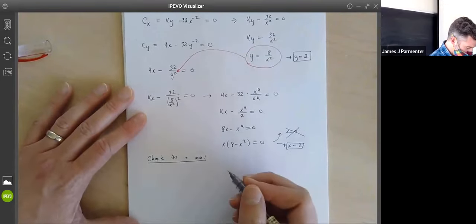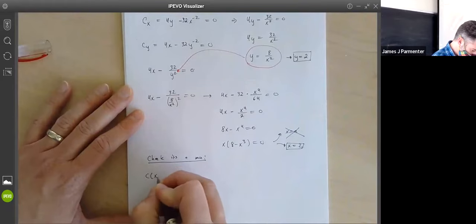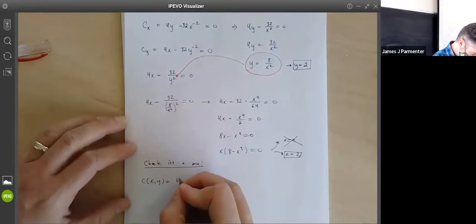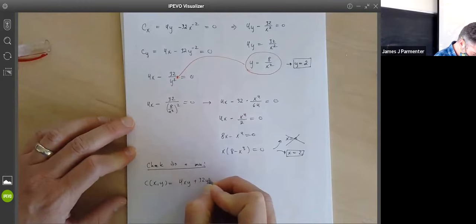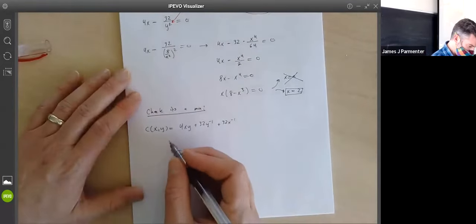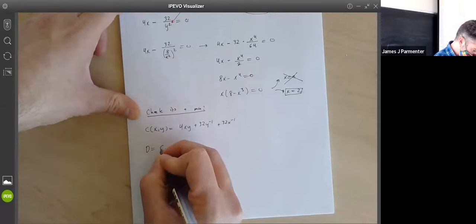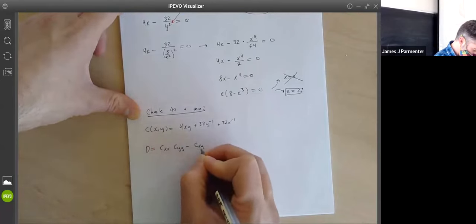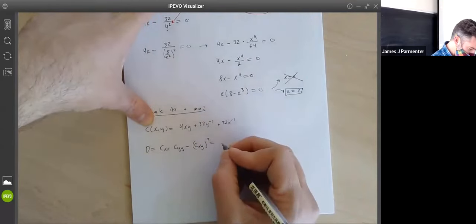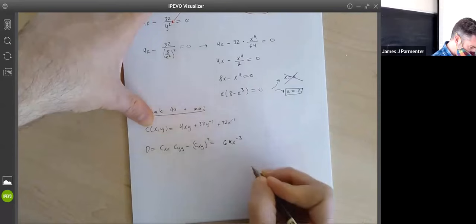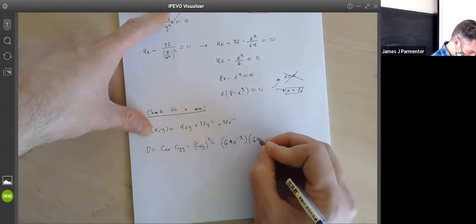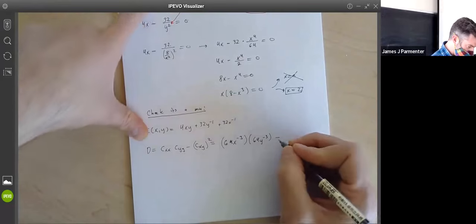So if I look back at my function, which was C of x comma y equal to 4xy plus 32y to the negative first plus 32x to the negative first. Now I'm going to find my D. D is going to be Cxx Cyy minus Cxy squared. Cxx is, okay, lovely. So Cxx is going to be 64 times x to the negative third, just taking the derivative with respect to x. Cyy is also going to be 64 y to the negative third. And Cxy is going to be 4.